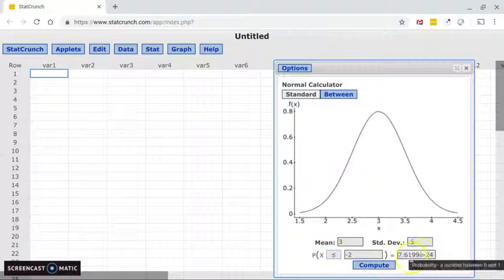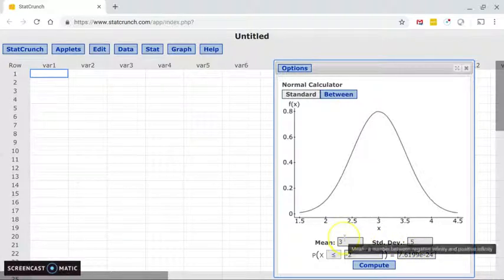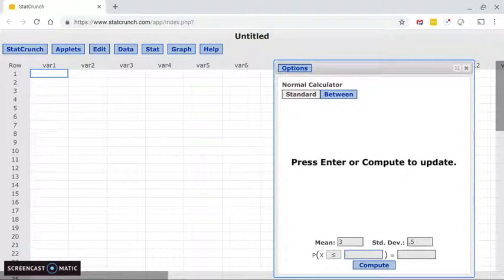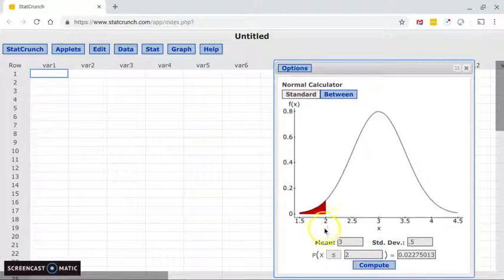I hit compute. Really, all that means is it's a really small number because the mean is 3, right? And the standard deviation is 0.5. So -2 is all the way over here. Let me do something that will have a little bit more sizable probability. So let's say, what's the probability that x is less than 2? Okay, so here's 2, right? The random variables are along the bottom, and the probabilities are right here.